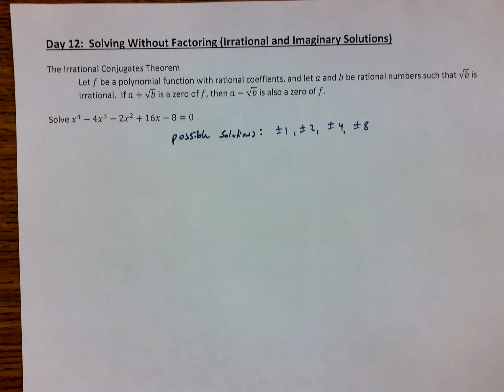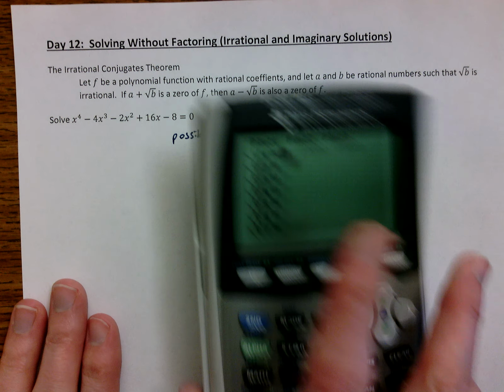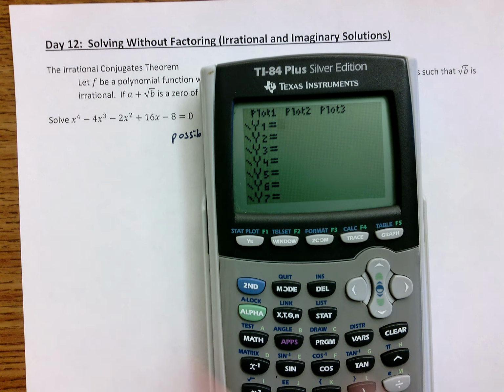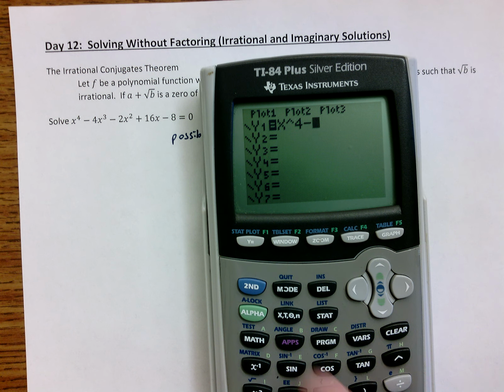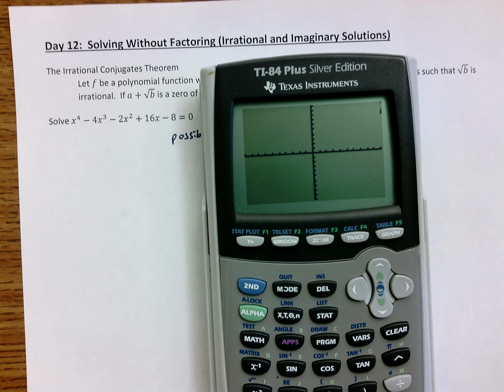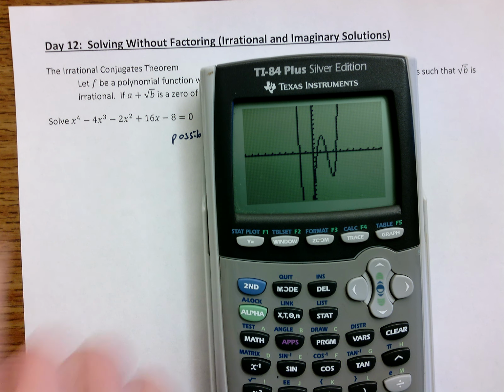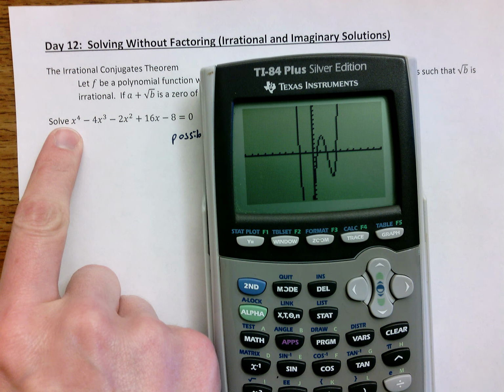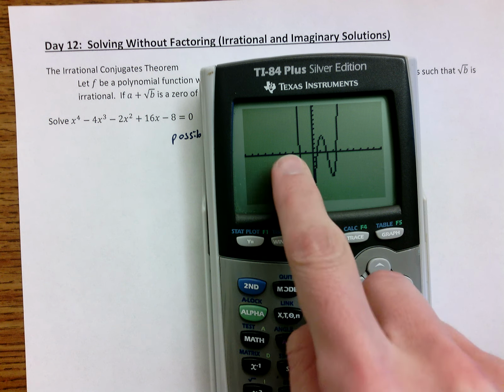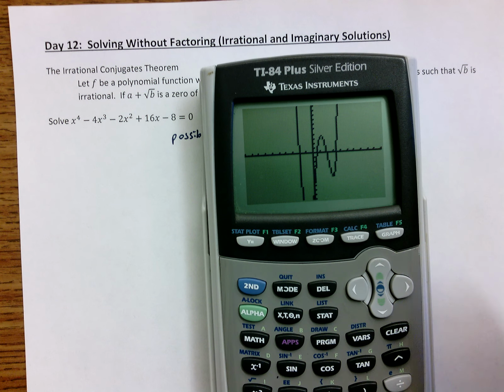So now I'm going to grab my graphing calculator and graph this function. It's going to be x to the 4th minus 4x to the 3rd minus 2x squared plus 16x minus 8. If you need a second to catch up on graphing that, you can pause the video. All right, here's what my graph looks like. The first thing I'm going to check is to see if I can see all of my solutions. This is an x to the 4th, so I know that there's at most 4 solutions, and I can see 1, 2, 3, 4. So yeah, I've got all the possible ones.